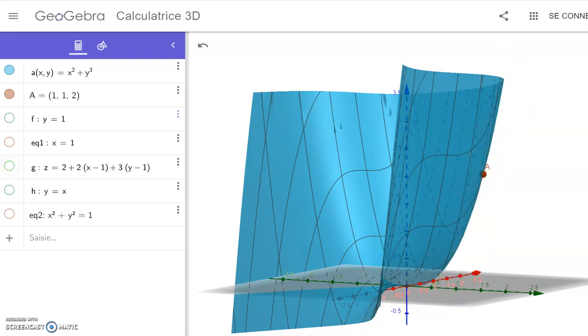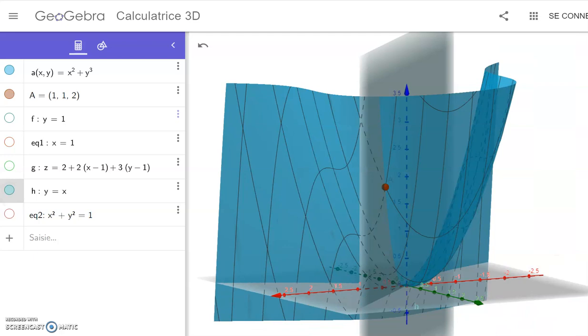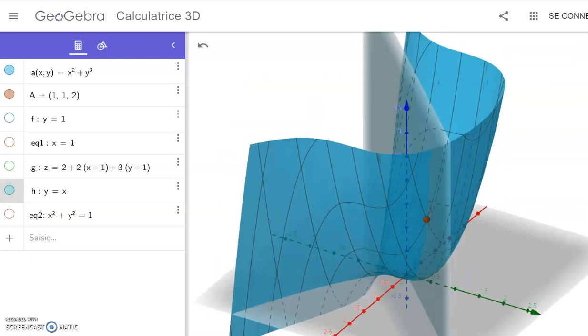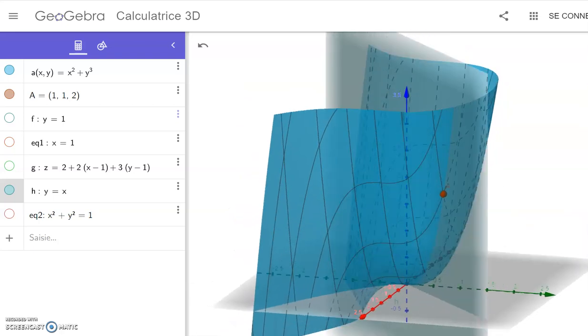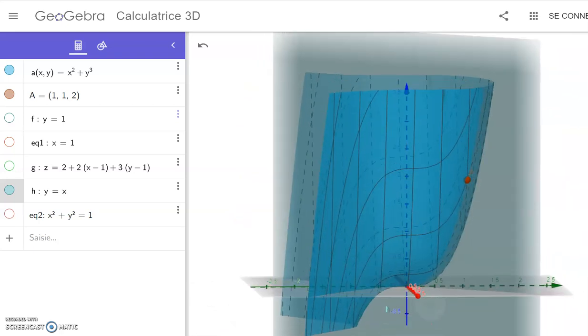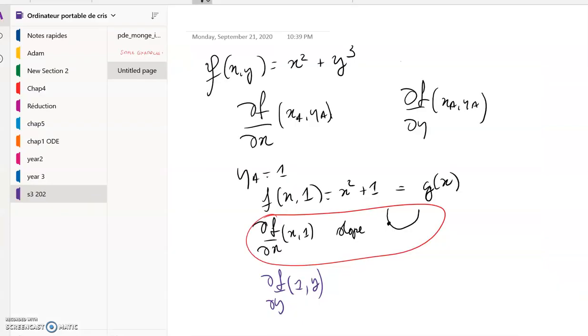What else I want to show you? Okay, next thing I have is the plane of equation y equals x. And again, if you look at the intersection between that plane and the curve, what does it correspond to? Well, let's have a look. It just corresponds to the fact that I put y equals x.